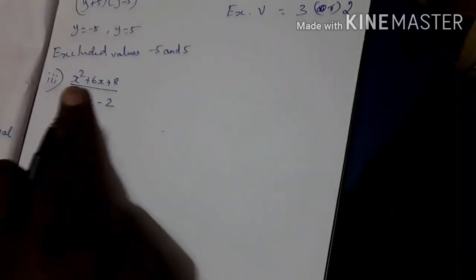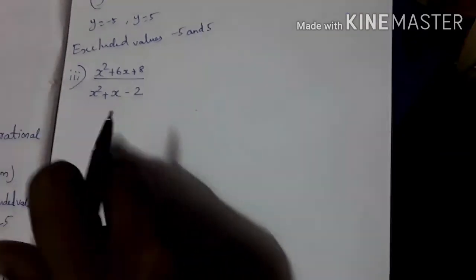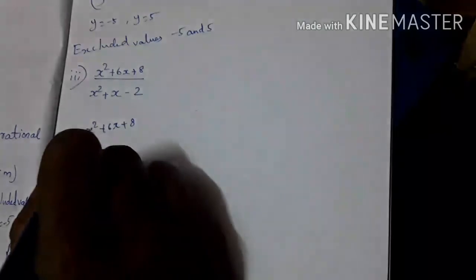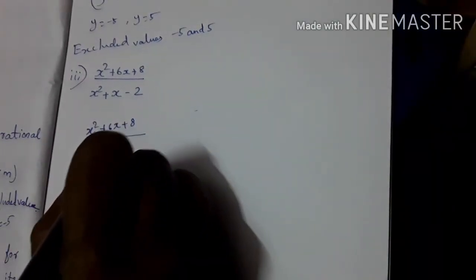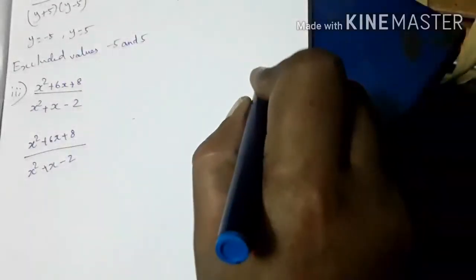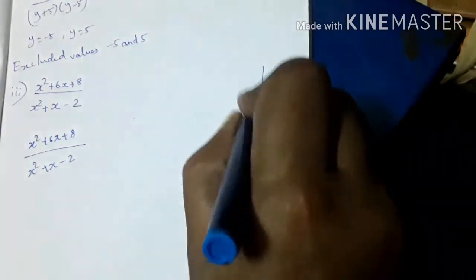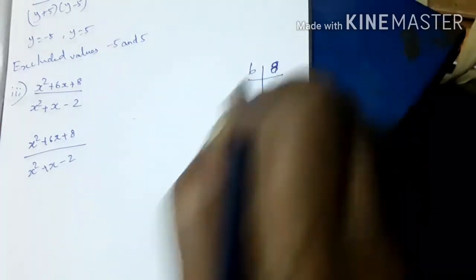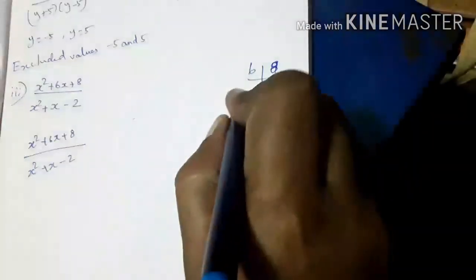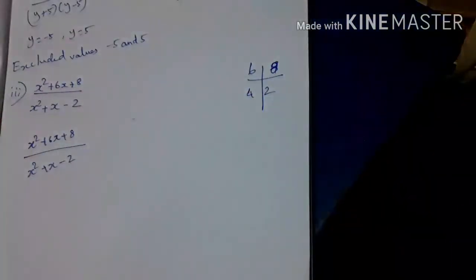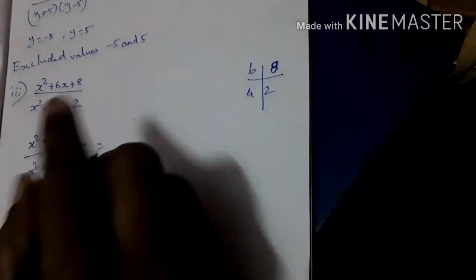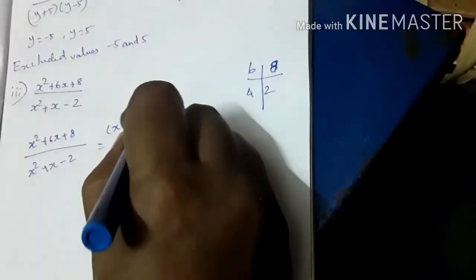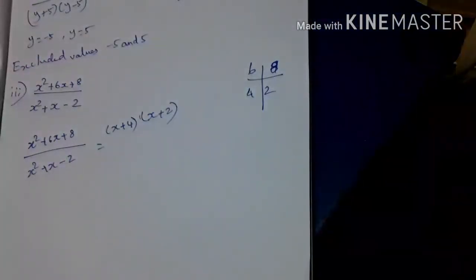Now we will see the third sum, x squared plus 6x plus 8. First we have to factorize. As usual, we will factorize now. Multiplying we want 8, adding we want 6. So what is possible? 4 twos are 8. So the factorization is x plus 4, x plus 2. Everything is in plus, so no need to change the sign.